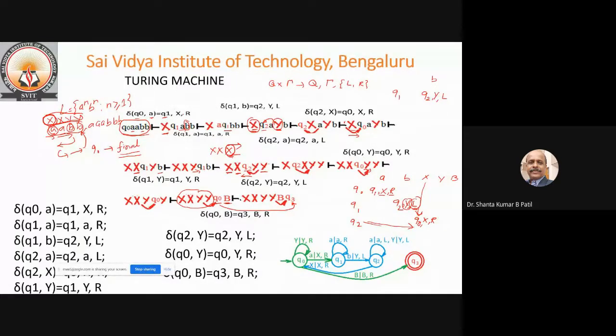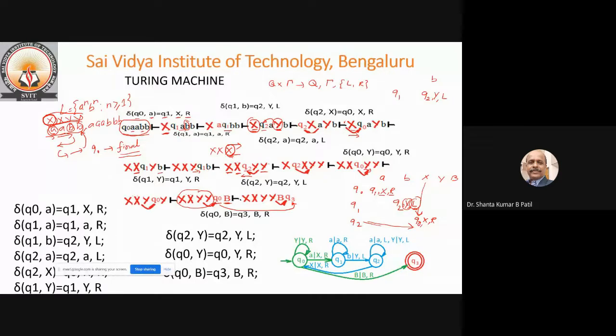Q naught reads A. So whatever changes happened, the Q naught state becomes Q1. The state is Q1 that I have taken here. Then A is replaced by X, that's what I have recorded, X. And it is moving toward the right side, that's what R is.